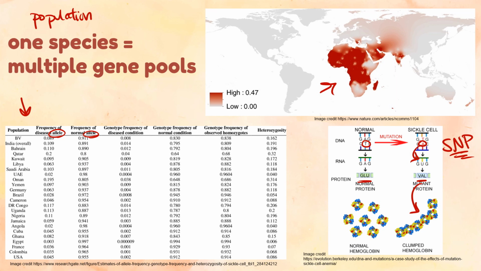The frequency of sickle cell is different in different populations. Different locations on the planet have different frequencies of these alleles. We can see here that in Qatar it's quite high, whereas in Egypt it's quite low. These different frequencies are due to different gene pools, with different environmental factors causing one allele to be more beneficial over another.